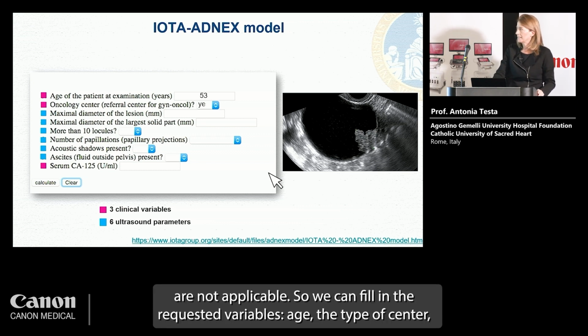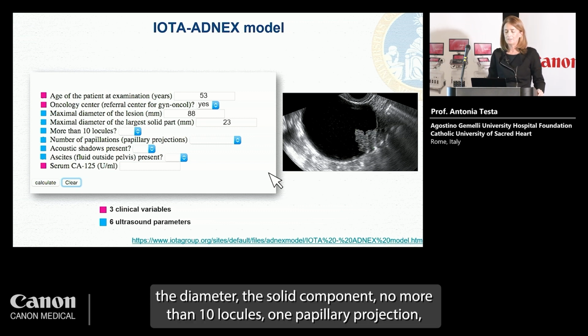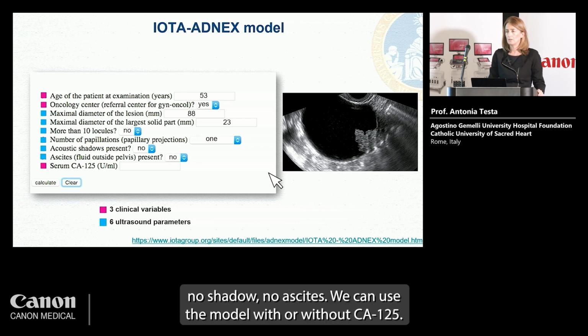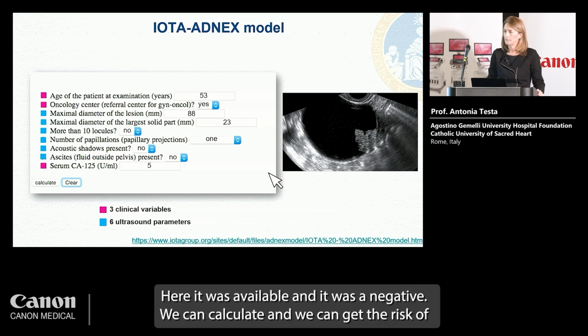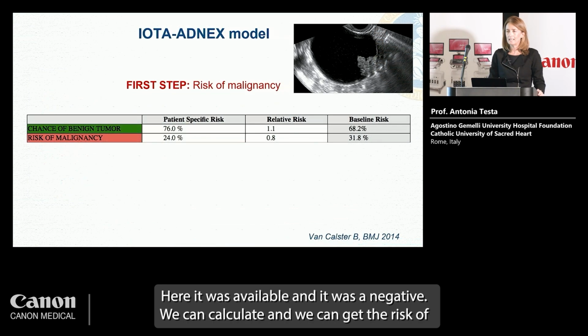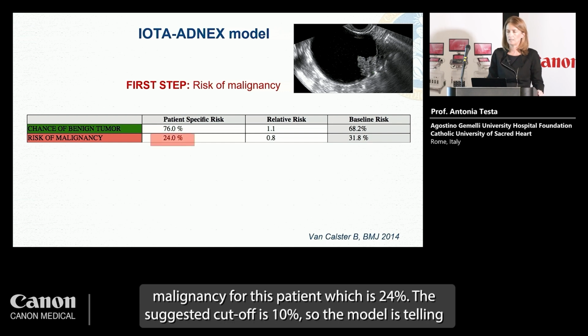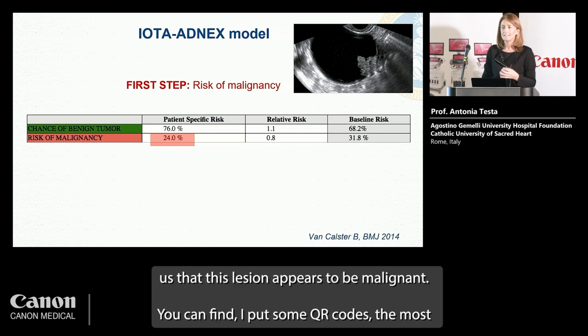So we can fill in the requested variables: age, the type of center, the diameter, the solid component, no more than 10 locules, 1 papillary projection, no shadow, no ascites. We can use the model with or without CA125. Here it was available and it was negative. We can calculate and get the risk of malignancy for this patient, which is 24%. The suggested cutoff is 10%. So the model is telling us that this lesion appears to be malignant.